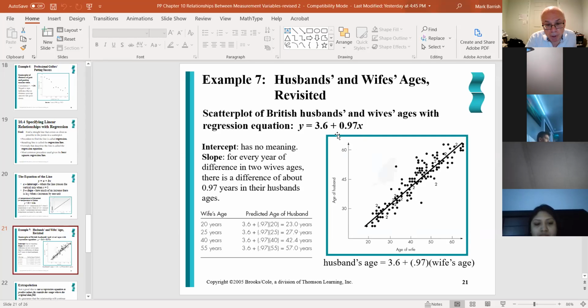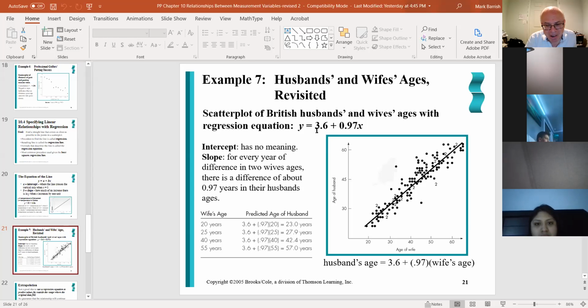That's what the slope means. 3.6 says, and it doesn't make any sense. You have to understand that the y-intercept is just there to draw the line and where it might intersect the y-axis, but sometimes it doesn't mean anything, because in this case it's saying when the wife's age is 0, the husband's age is 3.6.